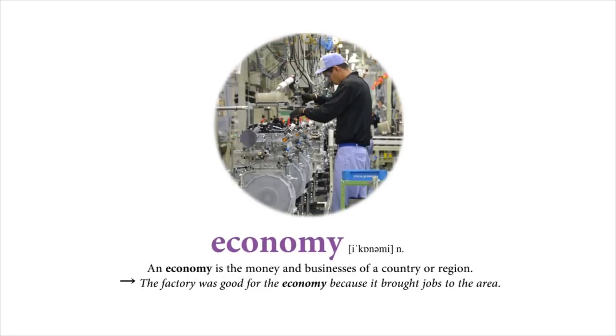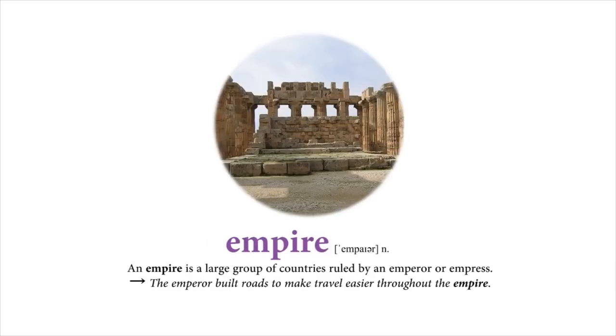Economy. An economy is the money and businesses of a country or region. The factory was good for the economy because it brought jobs to the area. Empire. An empire is a large group of countries ruled by an emperor or empress. The emperor built roads to make travel easier throughout the empire.